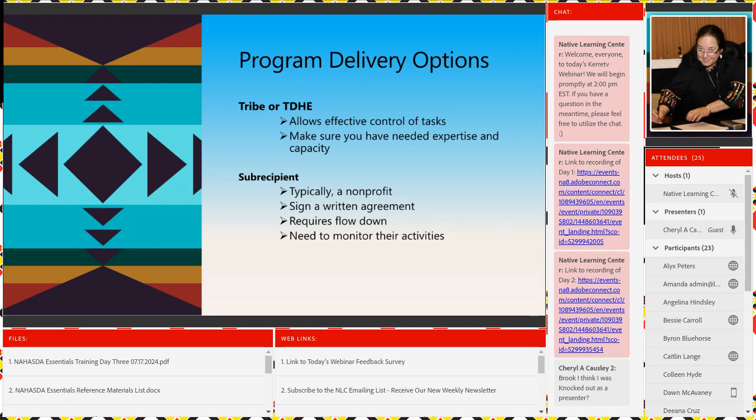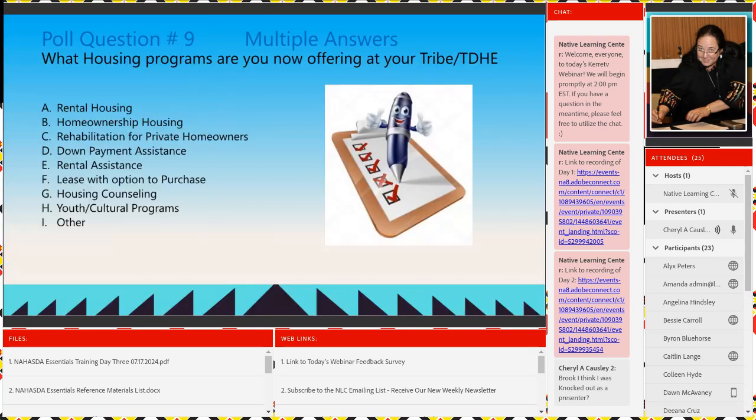So your delivery options: the tribe or the TDHE allows for an effective control of task. Make sure you have the needed expertise and the capacity. As a subrecipient, you can typically find a nonprofit, sign a written agreement, which requires a flow down. You have to monitor the activities of any subrecipient, okay? That makes you responsible for the self-monitoring.